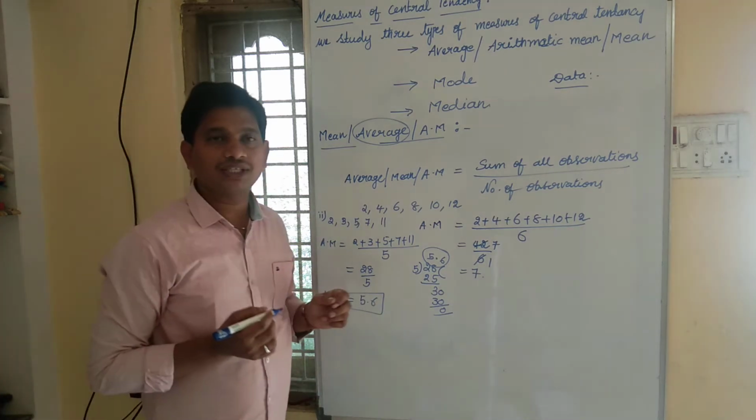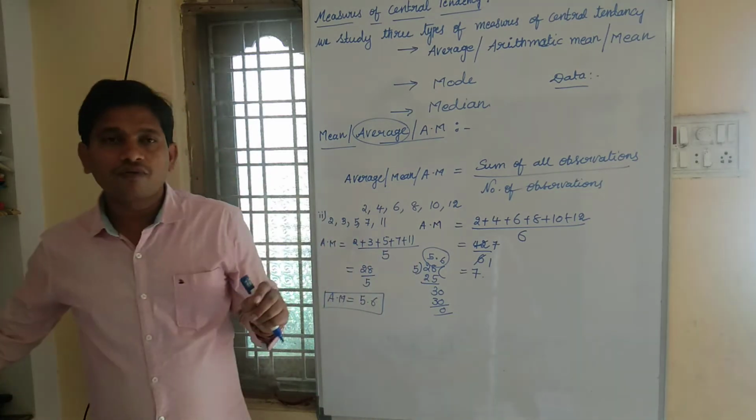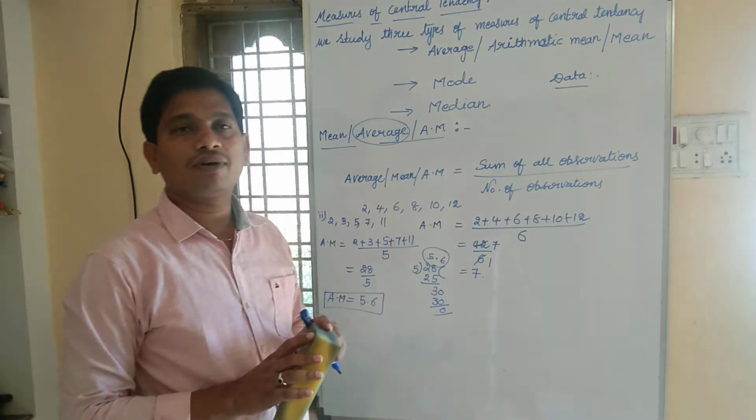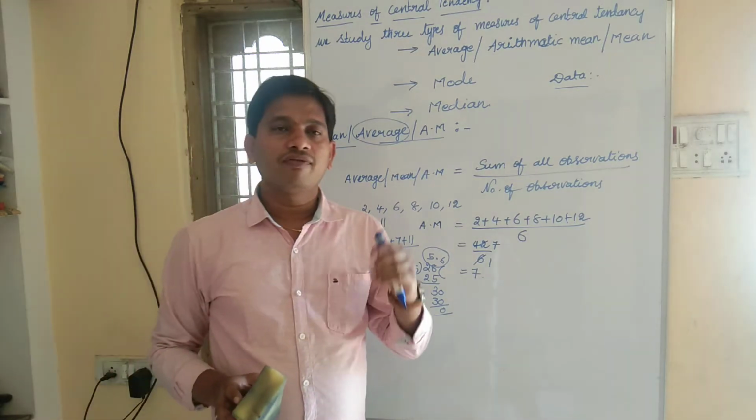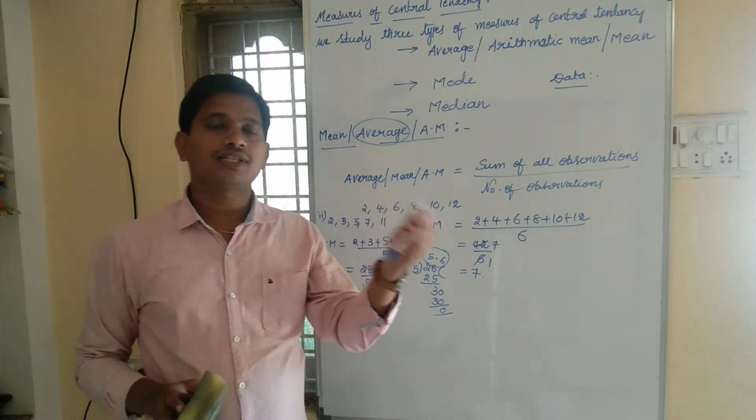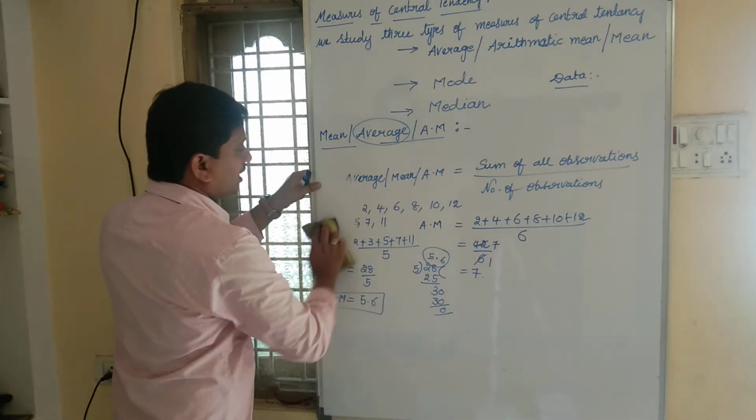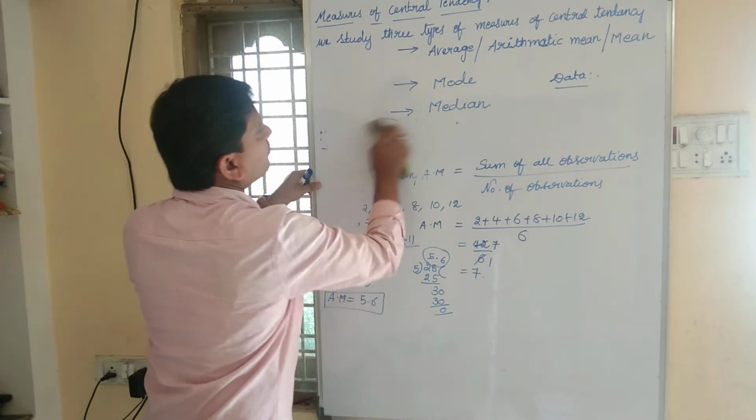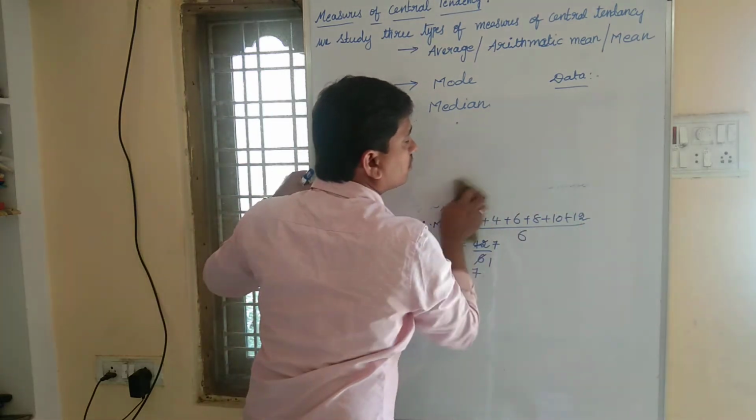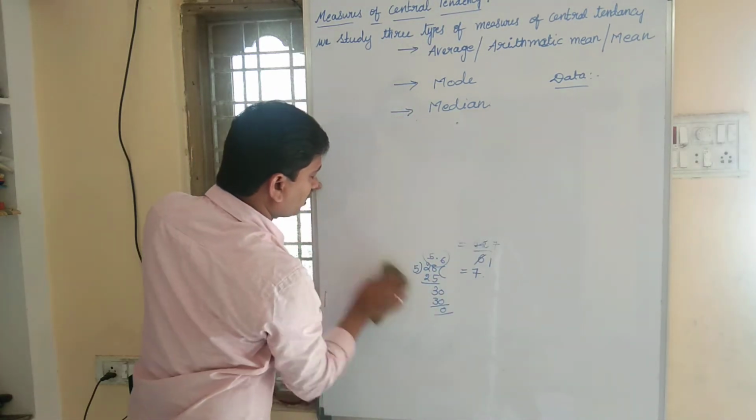Children, did you understand what is arithmetic mean? It is sum of all observations by number of observations. Arithmetic mean we can also call average, or simply mean. That is the first measure of central tendency. What is the second measure of central tendency? Which is mode. Students, what do you mean by mode?